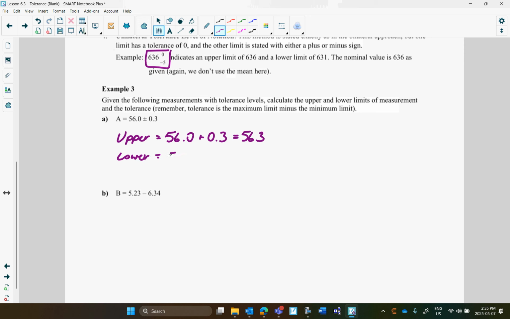What's the lower? 56.0 minus 0.3, which gives us 55.7. And therefore, the tolerance. I need the upper and lower before I find the tolerance. Now I can go upper 56.3 minus 55.7, and that'll give me a tolerance of 0.6.